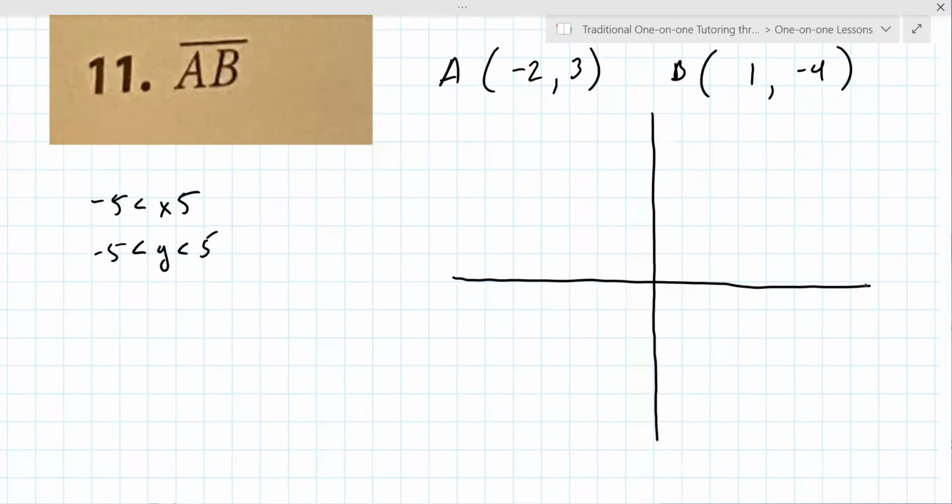And try graphing those 2 points, please. Okay. Do you have both points graphed? Yeah. Excellent. So here is point A, negative 2, up 3. There's A. Is that where you have A?